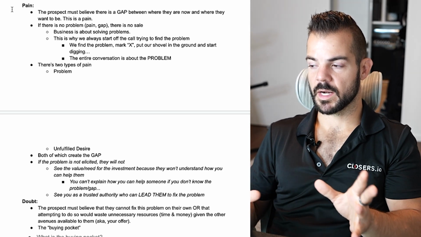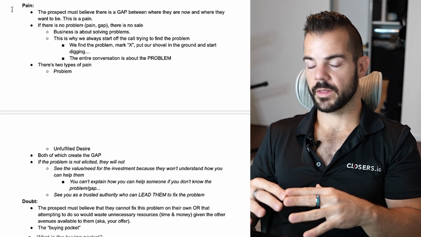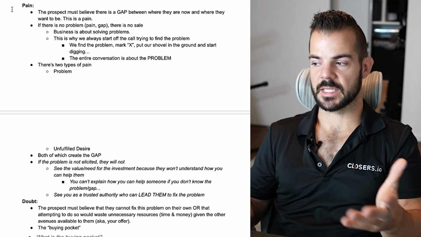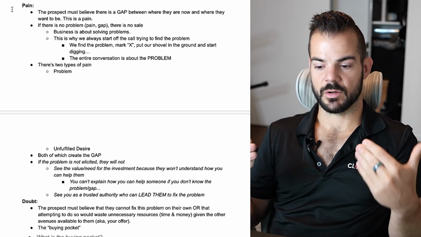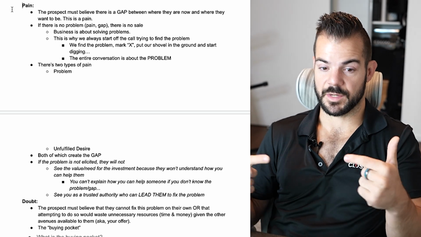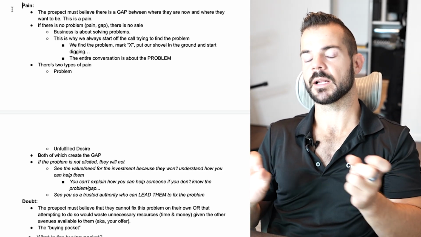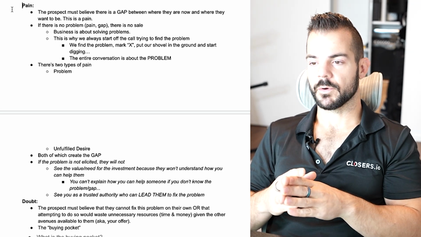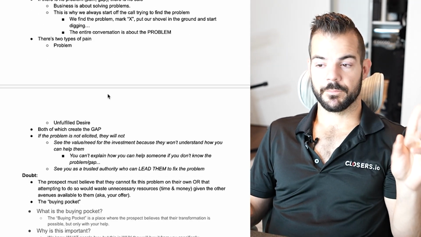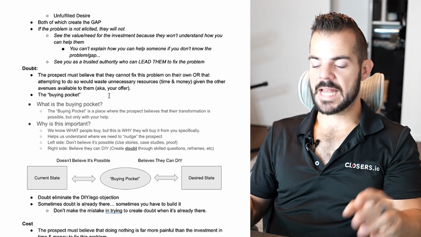So again, what objection do we get if we don't have this? They're not going to want it. They don't see how I can help them. Or you don't even know how to really pitch because you don't know the problem, so you can't demonstrate you can fix the problem, right? The pitch is really a problem solving conversation, not a product pushing conversation. So that's number 1. Number 2 is doubt.